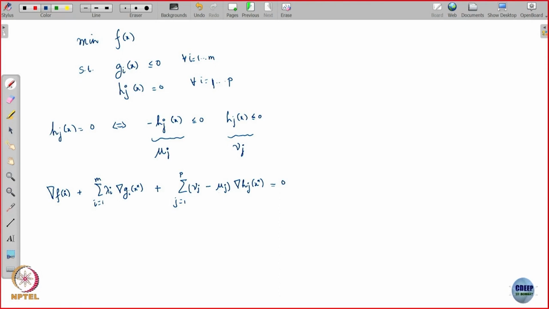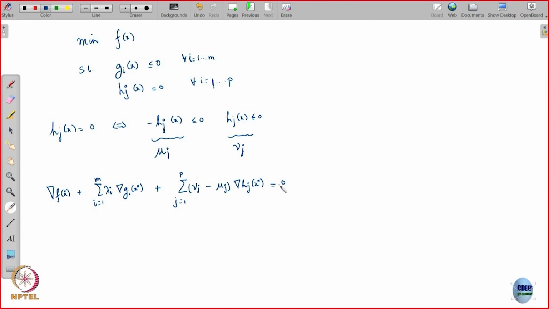Right. So, how did I get this? I just wrote out the KKT conditions from the previous slide, but now in place of this equality constraint Hj of x equal to 0, I consider inequality constraints like this: minus Hj of x less than or equal to 0 and also Hj of x less than or equal to 0. With Hj of x, I get nu j as my Lagrange multiplier. With minus Hj of x, I have mu j as my Lagrange multiplier. So, I get nu j minus mu j.